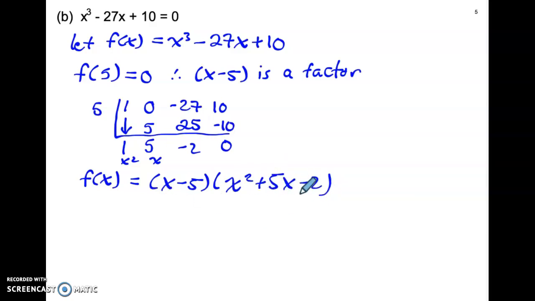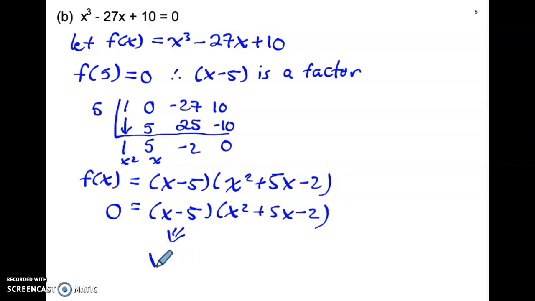And we can factor that quadratic. Are there two numbers that multiply to negative 2 and add to 5? No, there's not, so we're actually going to have to use the quadratic formula there. So I'm just going to set this back equal to 0, because we need it equal to 0 in order to solve. From the first bracket there, we can get our answer of x equals 5. And then to solve the second bracket, we need to use the quadratic formula.